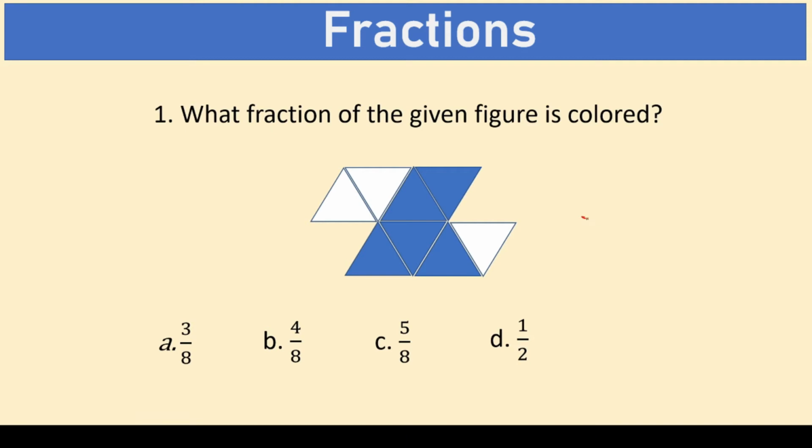So the answer to this is, let's count the shaded portions here, which is 1, 2, 3, 4 and 5. So 5 is the shaded portion, and now we'll count the total number of portions, which is 1, 2, 3, 4, 5, 6, 7 and 8. So 5 by 8 is the answer, which is option C.